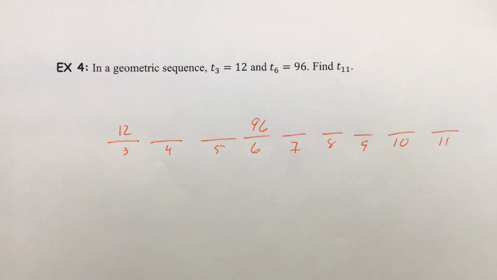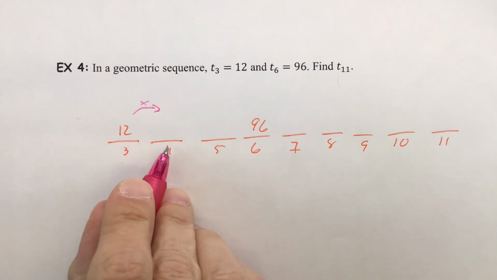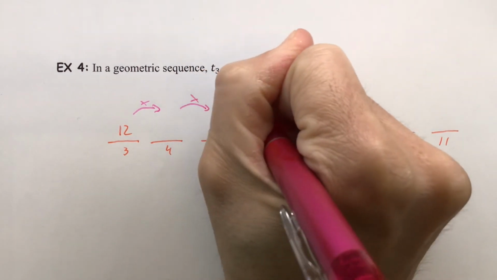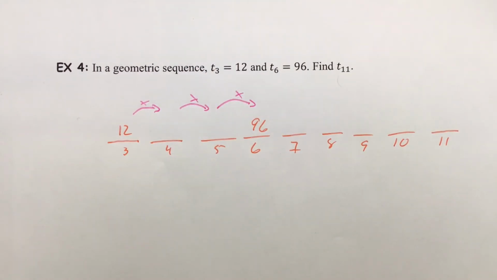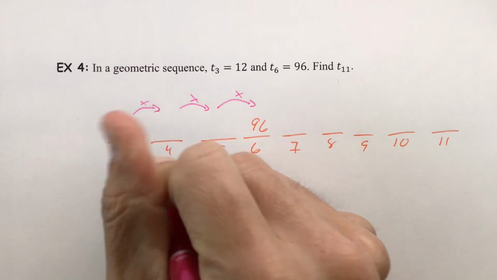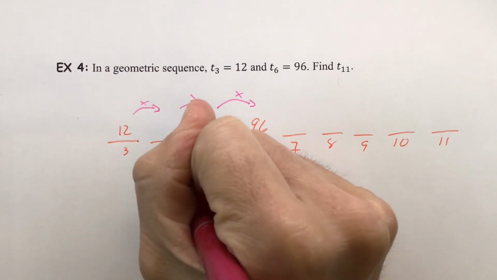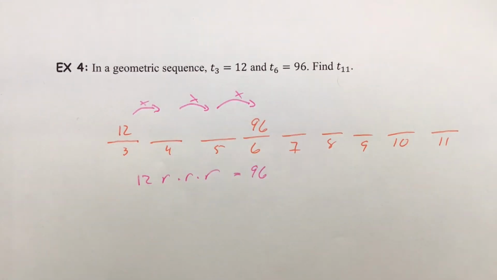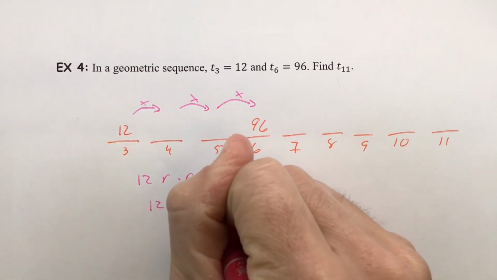Okay, so there exists a value that if you multiply 12 by that value, you get the fourth term. You could then multiply again by that value to get the fifth term, multiply again to get the sixth term. So there's a certain value that if you multiply 12 by it 3 times, you're going to end up getting 96. Now, to keep the variables consistent with what we've done before, we could write this as 12 times r times r times r, 3 times, should give us 96. Of course, r times r times r is actually just r cubed.